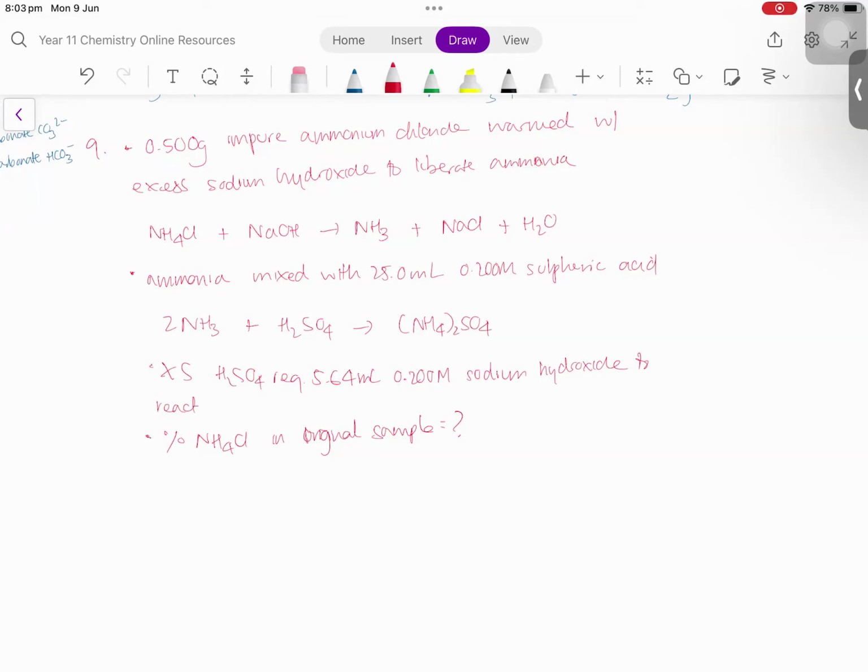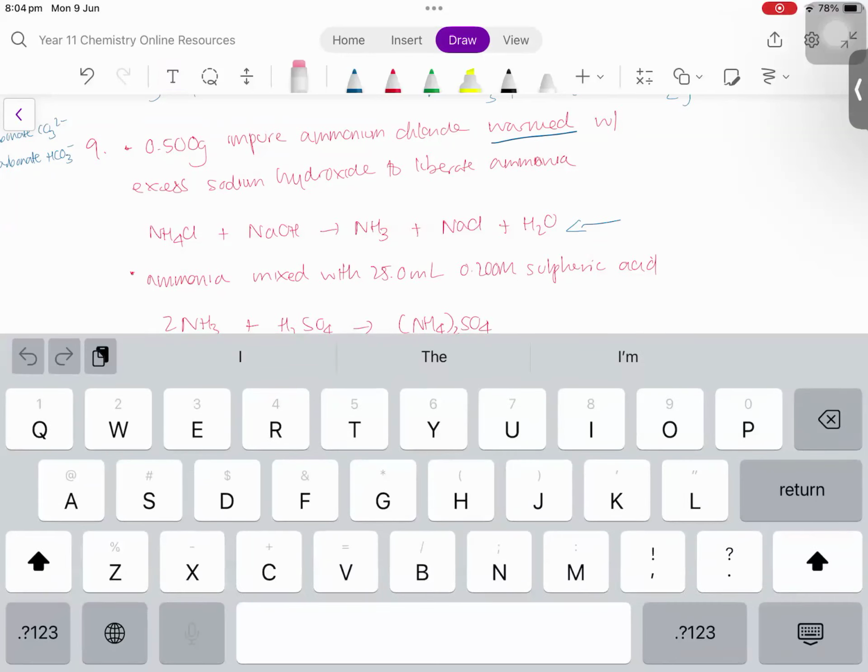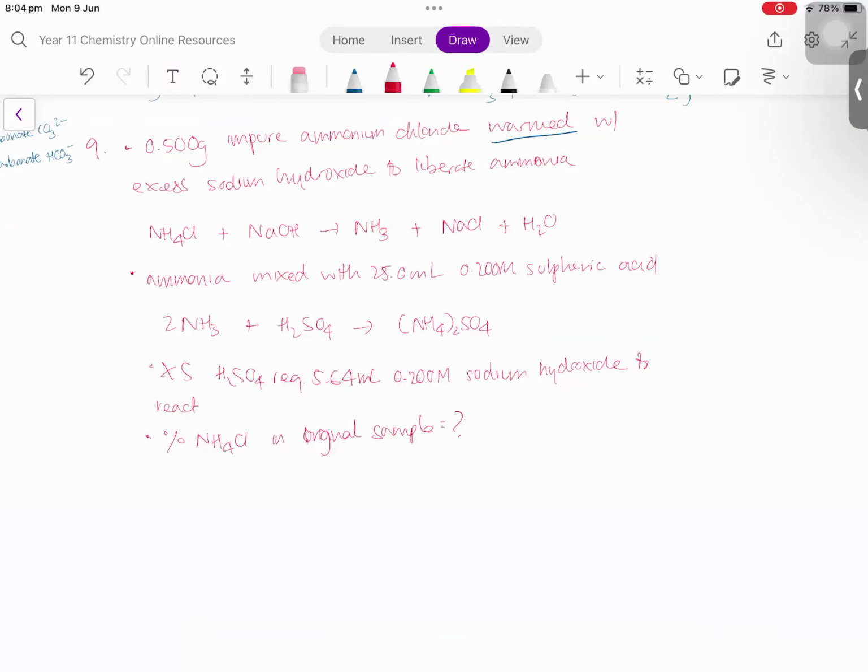So you've got 0.5 grams of impure ammonium chloride warmed with excess sodium hydroxide to liberate ammonia. As you do more questions, you'll get experience with the kind of words that people use. Mixed or warmed, unless you know specifically that two things don't react, mixing things usually means that they're going to react together. Here they've given you an equation, so that's even more obvious that there's a reaction happening. Warmed means that the reaction happened at higher temperatures. Liberate ammonia means to free ammonia, but generally, if you're going to get it out, it means that it's a product. Not something we have to worry about because here the equation's given.